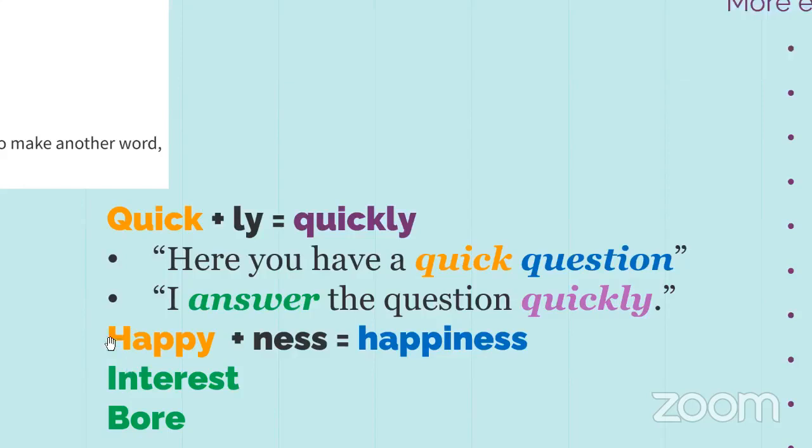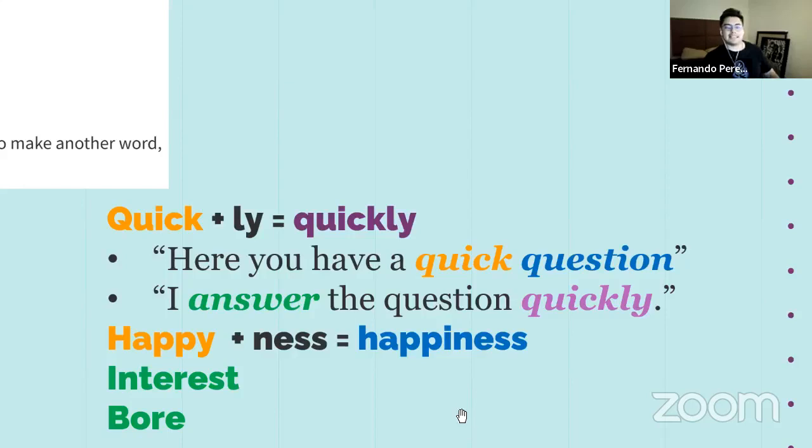Then let's go to the next one. Happy plus ness. The word happy is a description. You add ness and you obtain the noun happiness. This is pretty interesting again, because now we have two different usages of the word. We cannot use the word happy and happiness in the same context. You need a specific application.